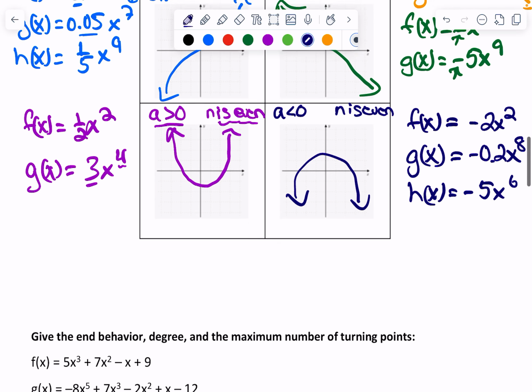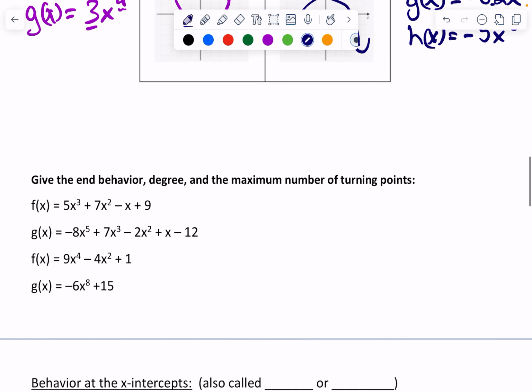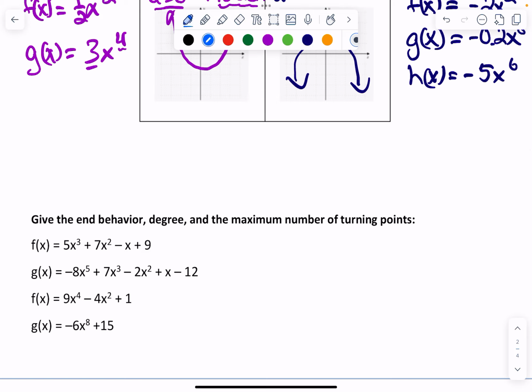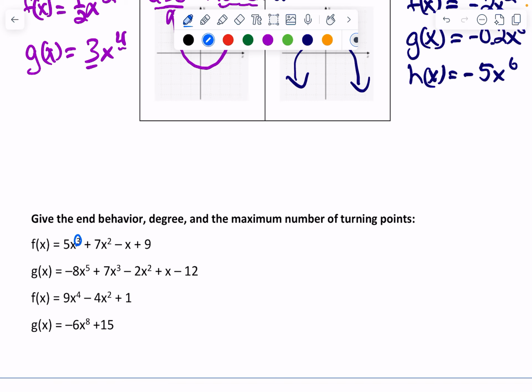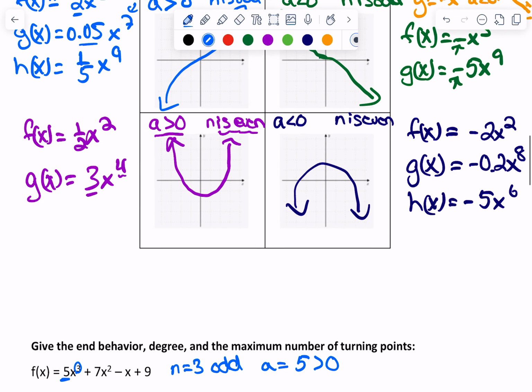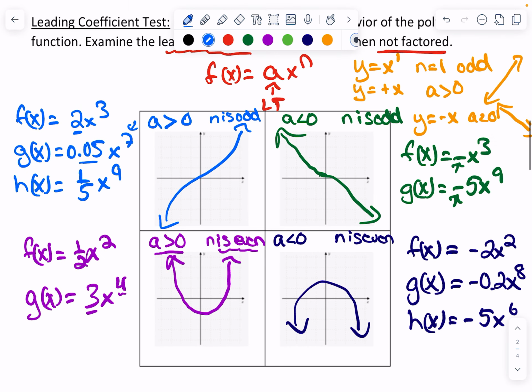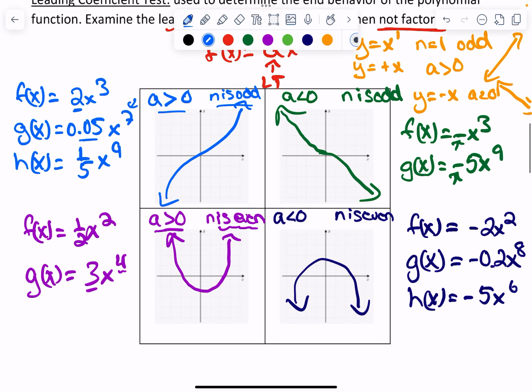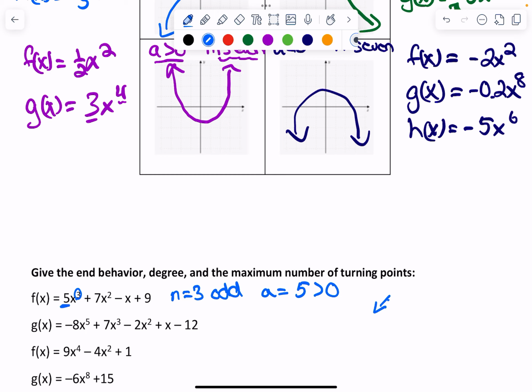Okay, so give the end behavior, degree, and maximum number of turning points. Again, our degree here is 3, which means that it is odd. Our a is 5, that is greater than 0. So when a is greater than 0 and n is odd, it's this first one here. So our end behavior is going to be going down to the left and up on the right. And then the maximum number of turning points is going to be the degree minus 1, which is 2.